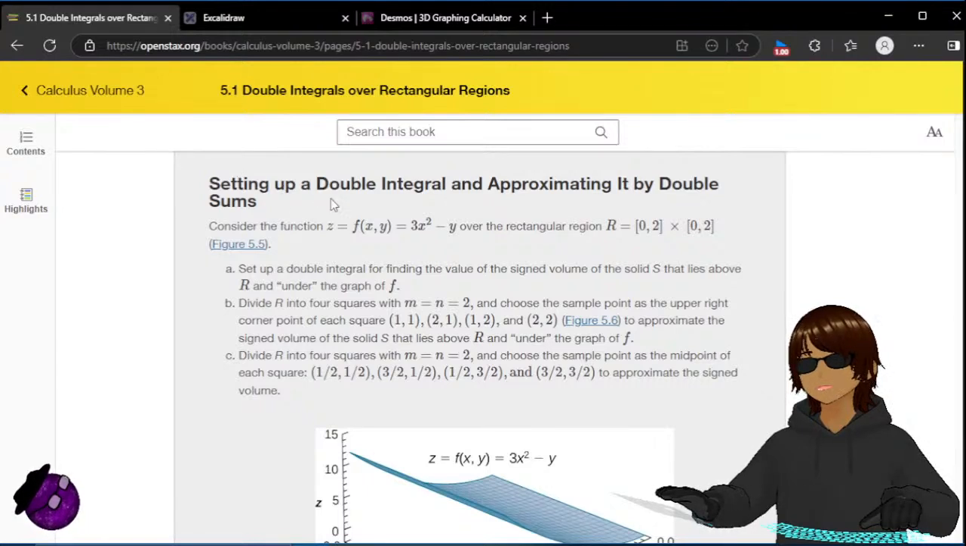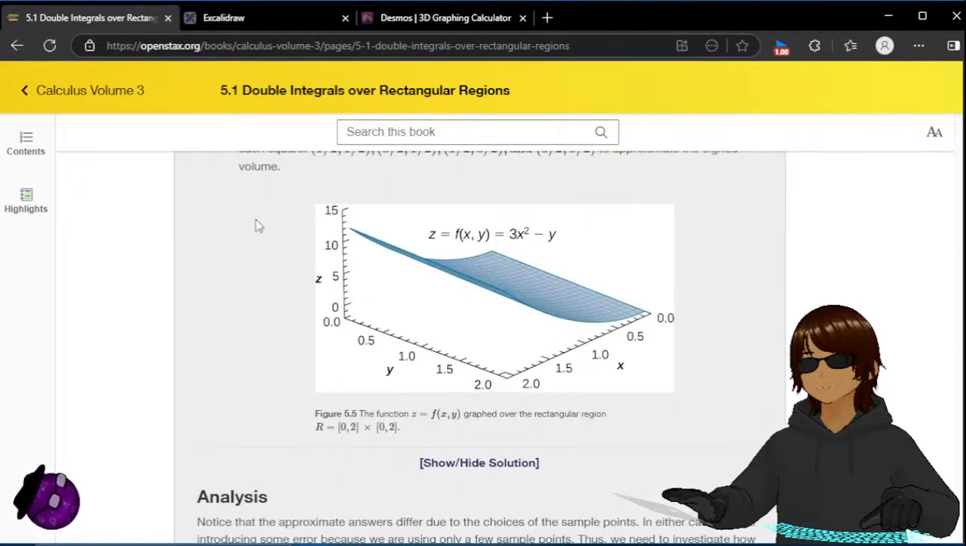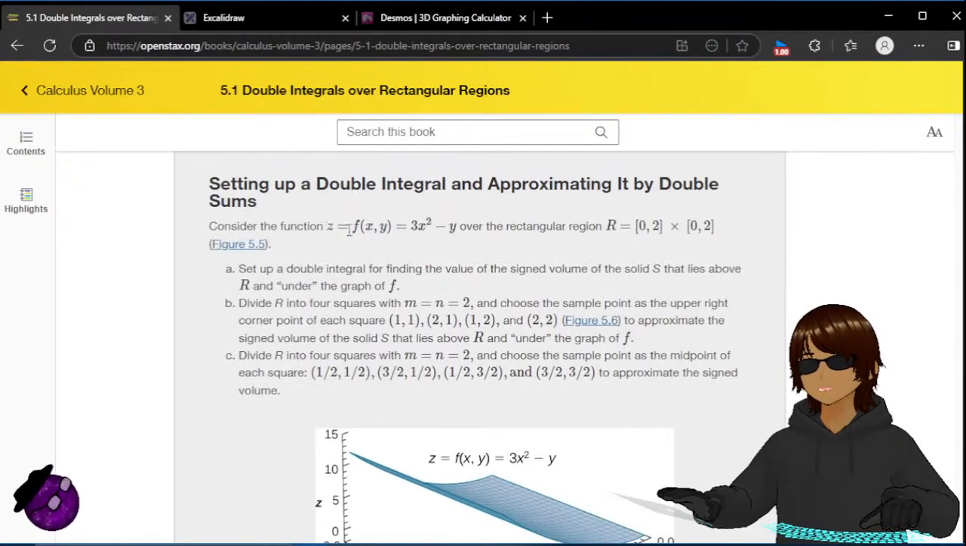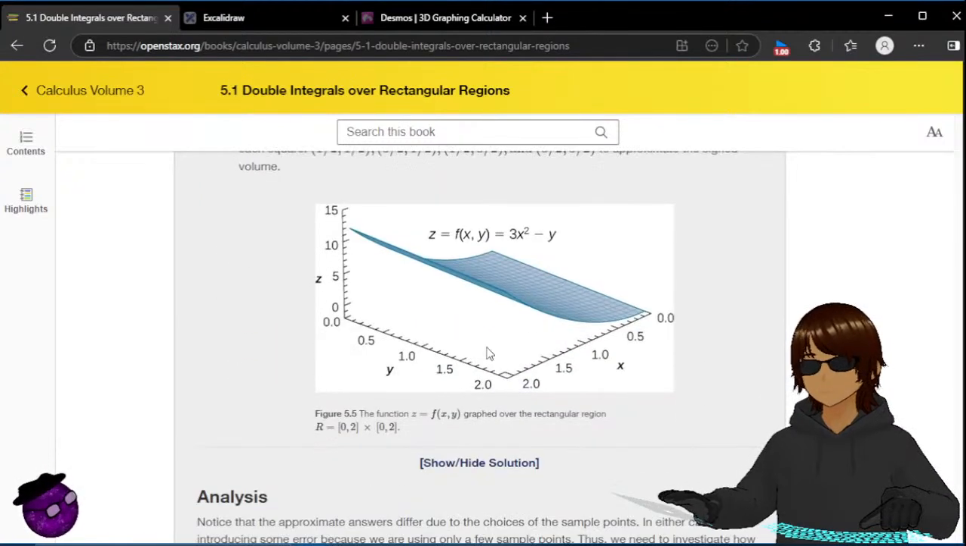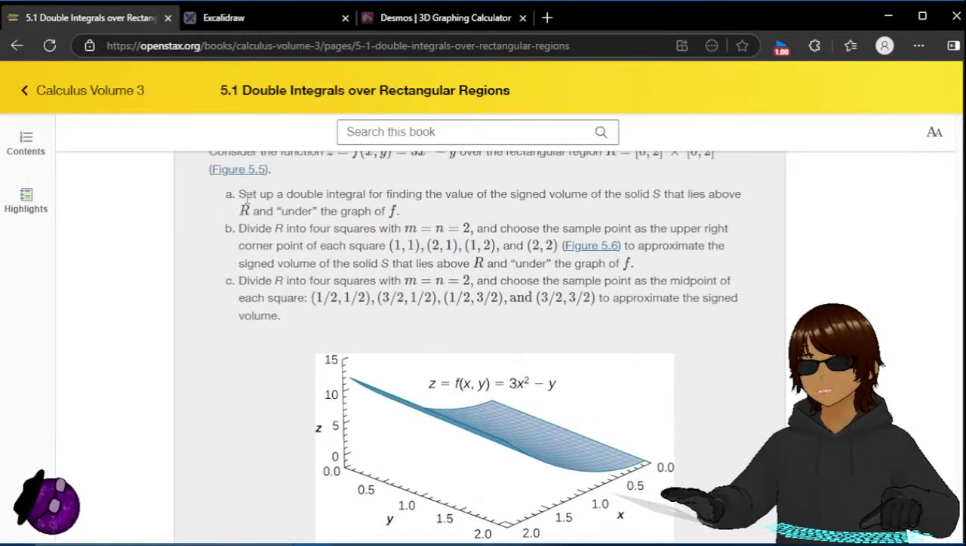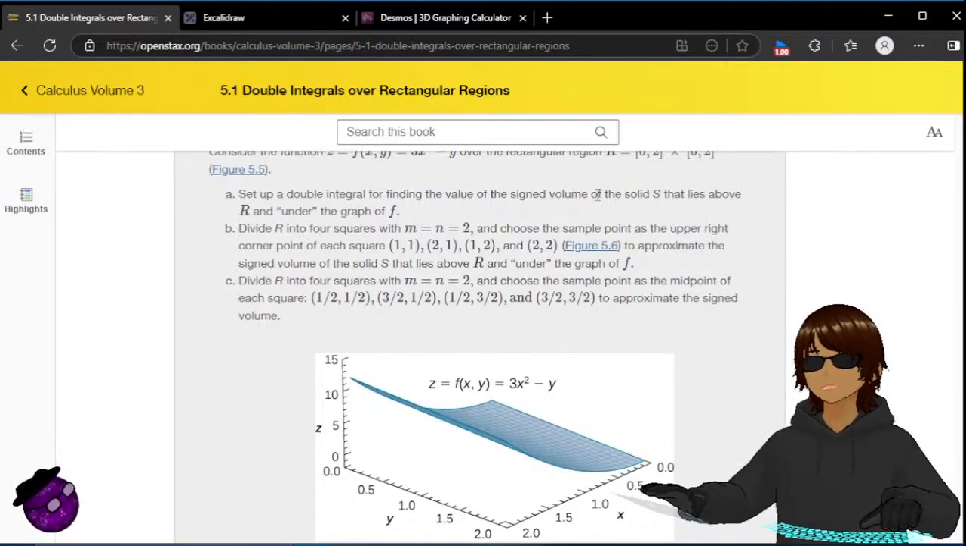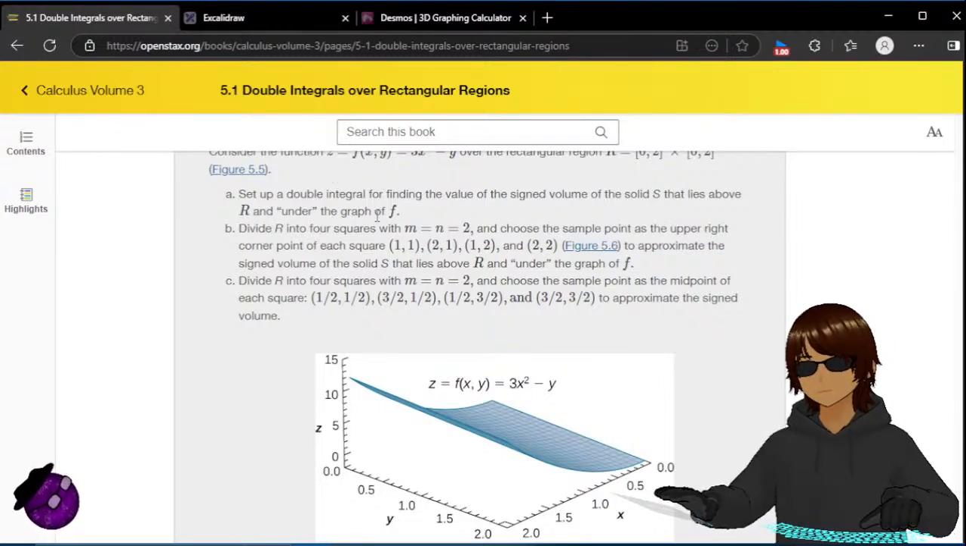Setting up a double integral and approximating it by double sums. Consider a function z equals 3x squared minus y over a rectangular region R. Set up a double integral for finding the value of the signed volume of the solid S that lies above R and under the graph of f. Divide R into four regions.